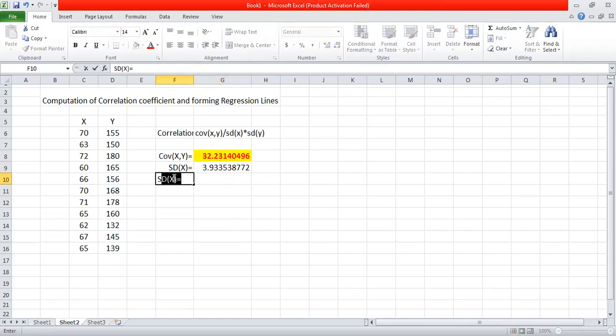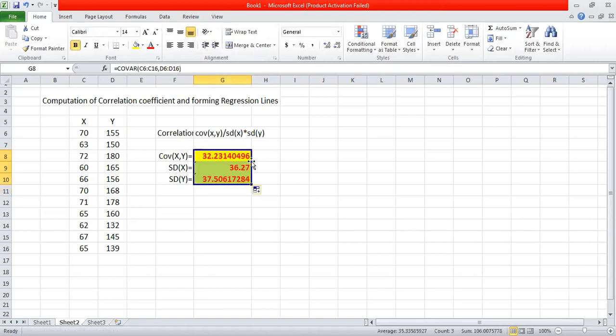Now similarly, the standard deviation of y. I find it by using the same function, equals to STDEV. Open the bracket. Now select all the y values for the standard deviation of y. Close the bracket. Now we get the standard deviation of y. So these are the standard deviations of x and y, and this is the covariance value.